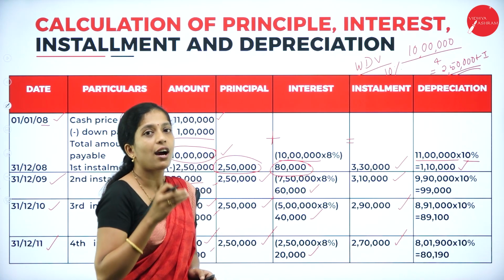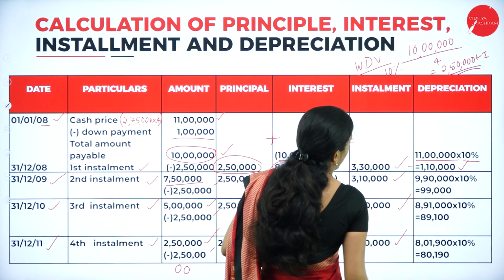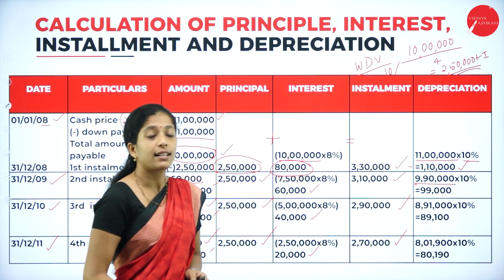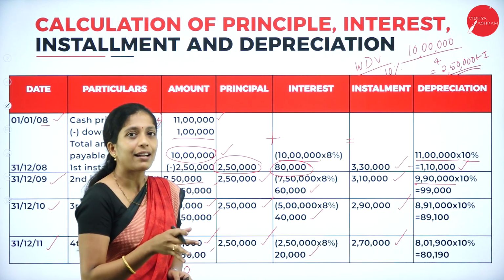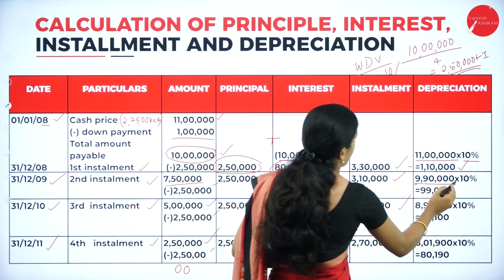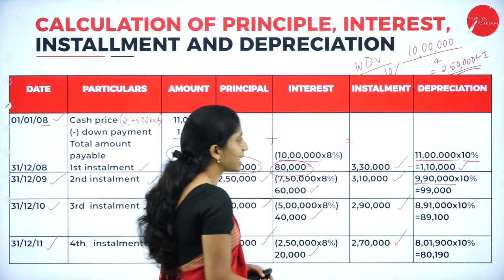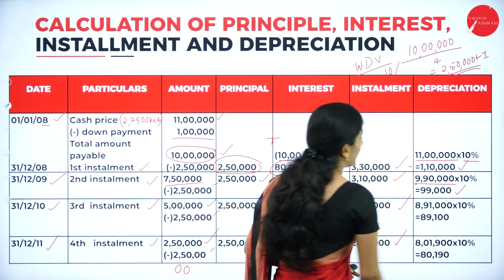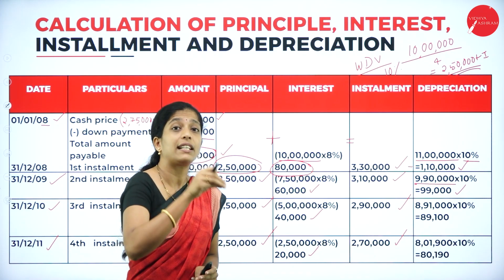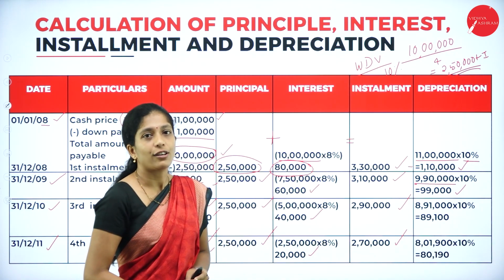Now for the second year, how to calculate depreciation? 11 lakh minus 1,10,000. So the remaining amount is how much? 9,90,000. So upon that amount, we have to calculate depreciation for second year. So 9,90,000 into 10% will get 99,000. So second year depreciation is 99,000. Why are we calculating depreciation on the deducted amount? Because we are following written down value method.